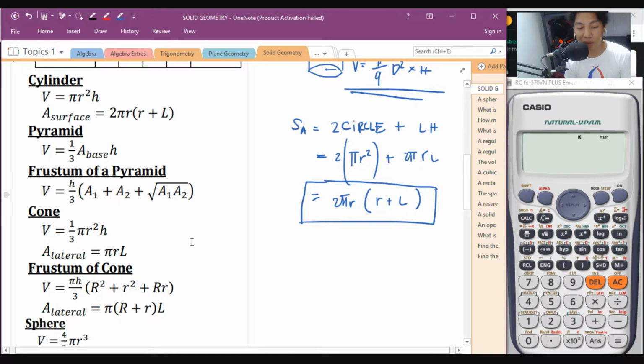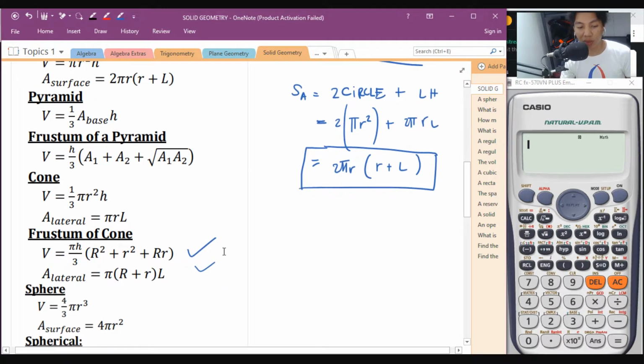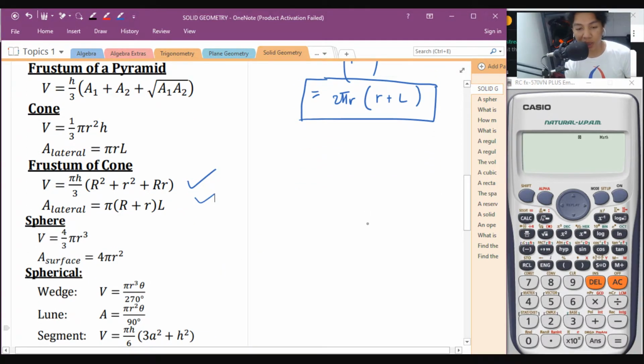How about the frustum of a cone? Ayan din yung cone na hinati mo into a certain section. Kukunin mo yung radii or radius between those sections and then kunin mo yung kanilang volume using this formula. And then lateral. Now we'll go to the sphere. Ang sphere kasi is a circular volume. Okay? Yan ang sphere natin.